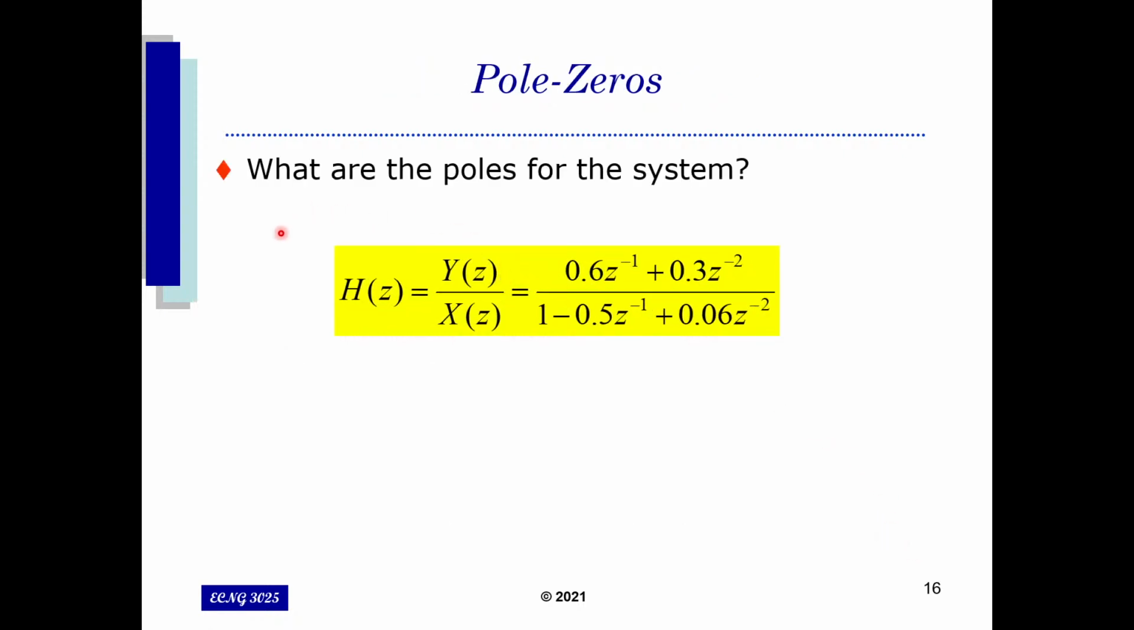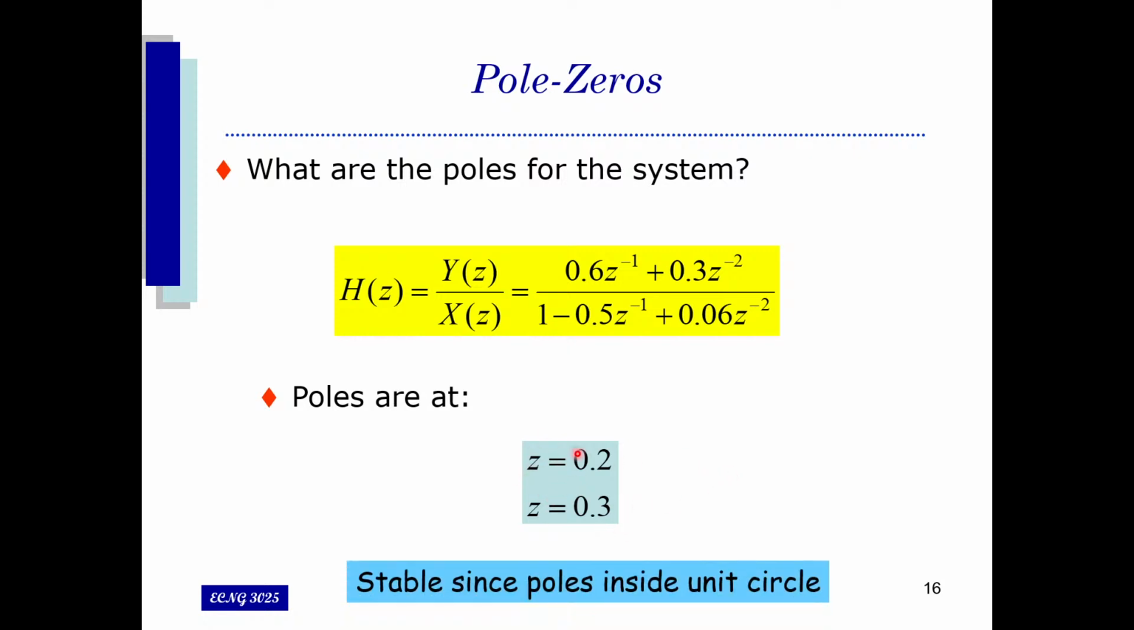So a question may be, what are the poles for this system that you just evaluated? Because you have the transfer function here in terms of y and x, that means we just evaluate the denominator being equal to 0, and we factorize this accordingly in terms of z. And we can see from the factorized terms that z equals 0.2 and z equals 0.3. Because these terms are less than 1, the system is stable because they're within the unit circle.